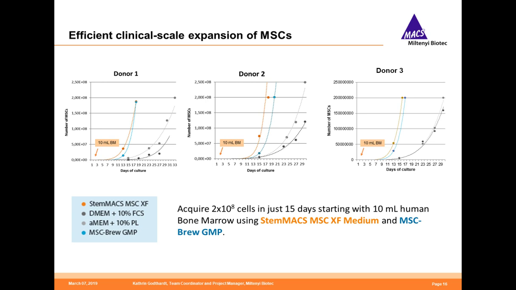When we use the DMEM or alpha-MEM containing medium, this took much longer, more than 30 days. Several passages were necessary, and even for the FCS-containing medium, for 2 donors we could not reach the number of cells after 30 days.